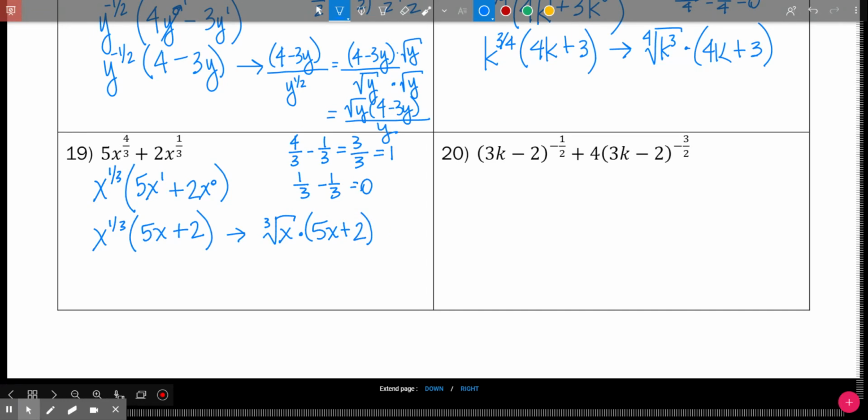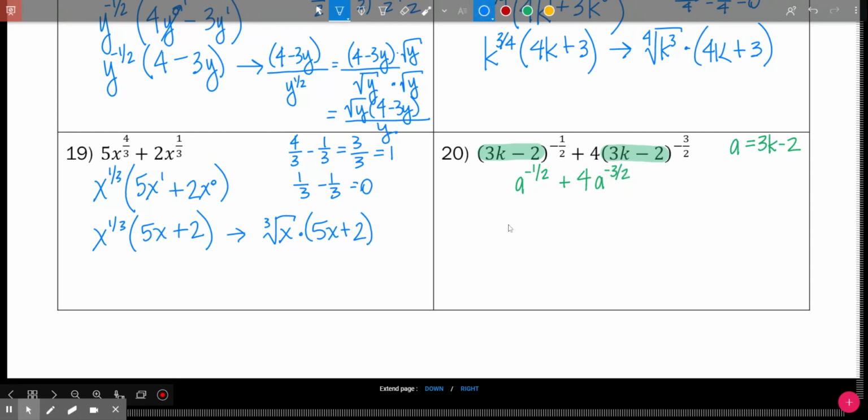So now, using the same mentality that I've been using, factor out the smaller exponent. Number 20 is like number 10 in the previous video, where it looks complicated, but I'm going to make 3k minus 2 look a little more simple. And I tell you that a is equal to 3k minus 2. So that means I have a to the negative 1/2 power plus 4a to the negative 3/2 power.